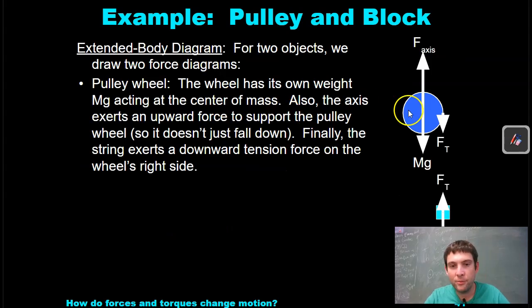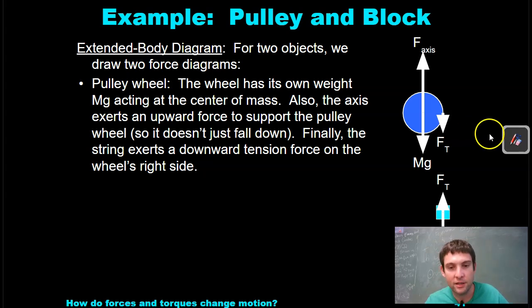The extended body diagram: we've got two force diagrams that we need to draw, one for the pulley and one for the block. The wheel has its own weight, so the pulley has its own weight. This is not an ideal pulley, so that means it's not massless. It could also mean there's friction involved unless it tells us that it's a frictionless pulley. But because it's not an ideal pulley, the pulley has its own weight.